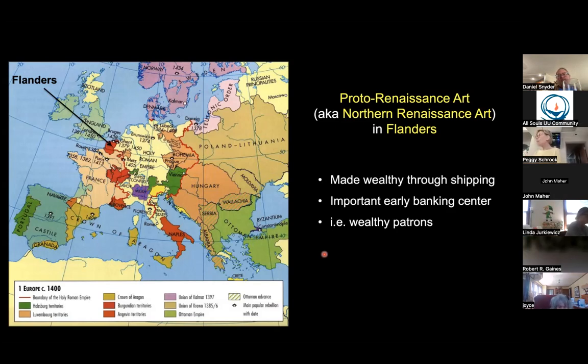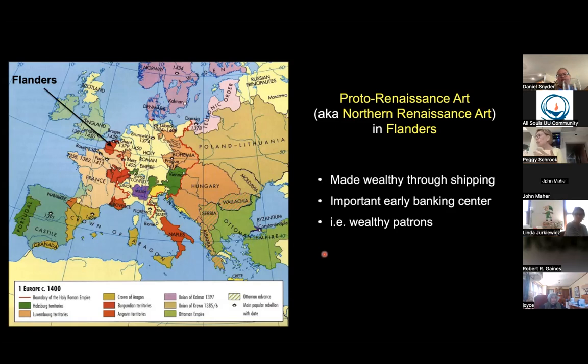Now, at the same time in the 15th century down in Italy, we'll come back to that after we look at Flanders, there are also many, many wealthy patrons there, and we'll talk about why. Their wealth comes from other things. But I want to take a look at what I like to call proto-Renaissance art, also known as Northern Renaissance. Northern Europe is different from Southern Europe. Northern Europe will not fully embrace the Renaissance ideals until about 100 years after the South. It begins in Italy, slowly moves up.